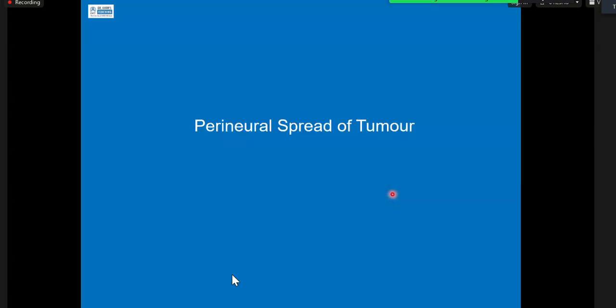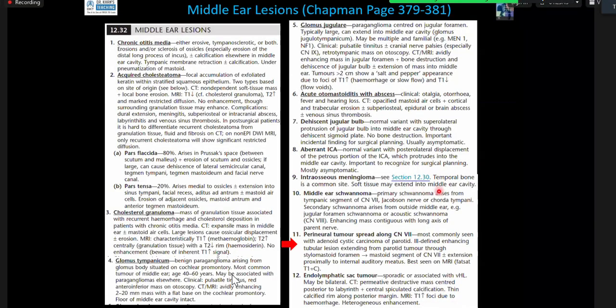Another thing which I wanted to, I'm not going to show you this case. I believe this is slightly beyond FRCR level, but I'm going to show you in PowerPoint mode just to develop your concepts and of course your day-to-day reporting. Perineural tumor spread around cranial nerve 7, most commonly seen with adenoid cystic carcinoma of the parotid, ill-defined enhancing tubular lesion extending from the parotid tumor through stylomastoid foramen, and ultimately it goes into the brain. This concept is important for you.